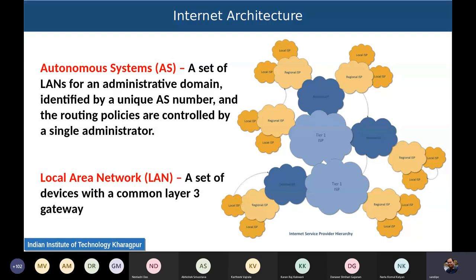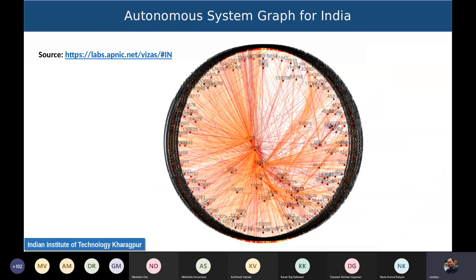This is basically the autonomous system graph of India. You can go to this link; the slides will be available to you. You can click it, and this APNIC is the network control body of India. It controls the network structure. It provides the IP addresses to the individual autonomous systems and all these things.